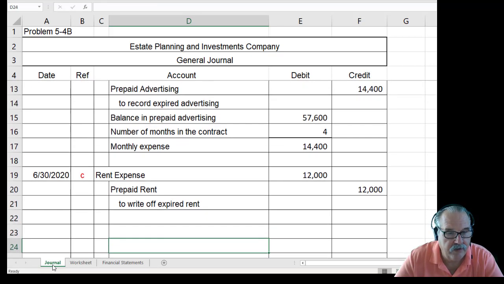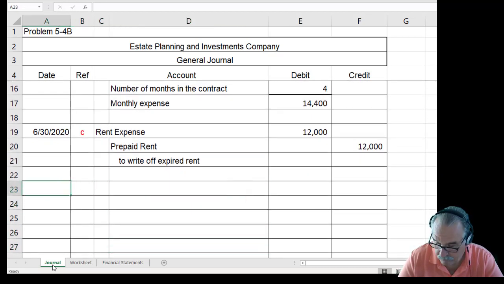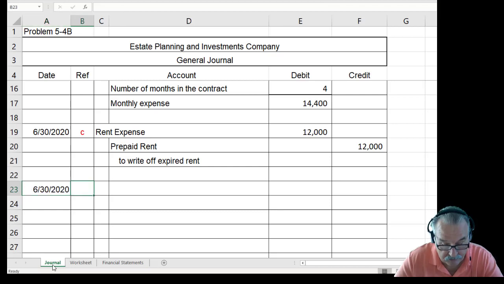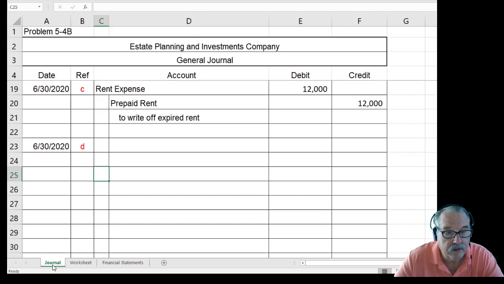And then our fourth journal entry is depreciation on the equipment. It says that they use the straight line method. The equipment has an estimated useful life of 5 years and no salvage value. So I'm going to put in the date. And in this case, we're going to have to do a calculation, and I will show you how it's done.